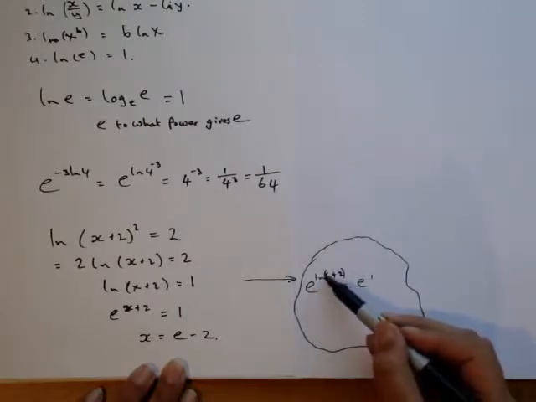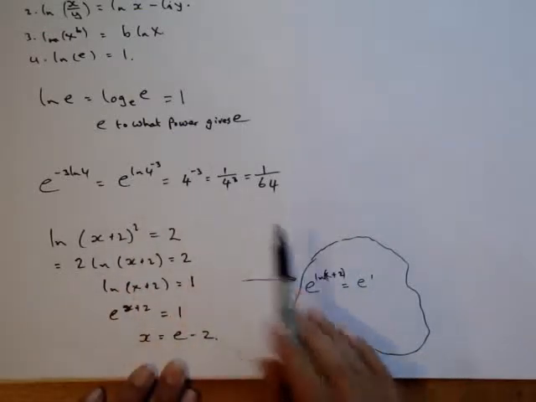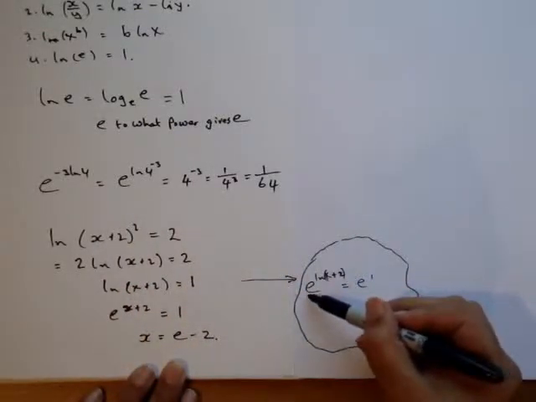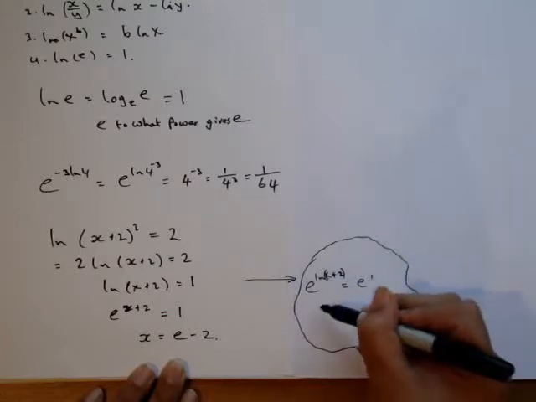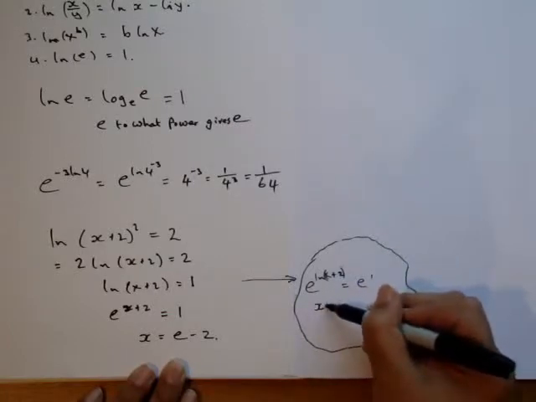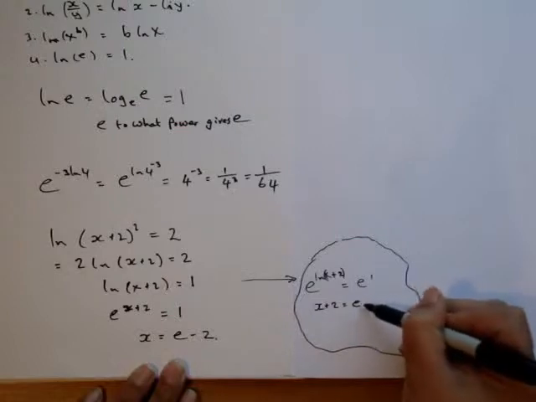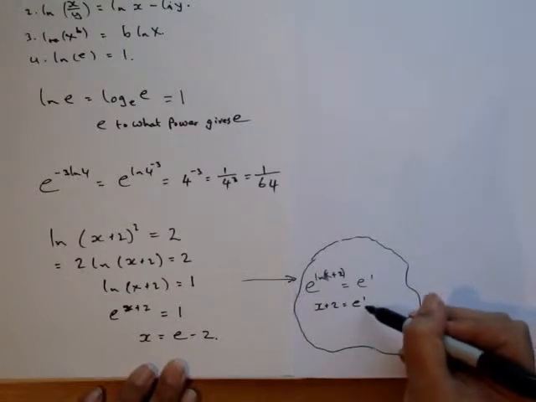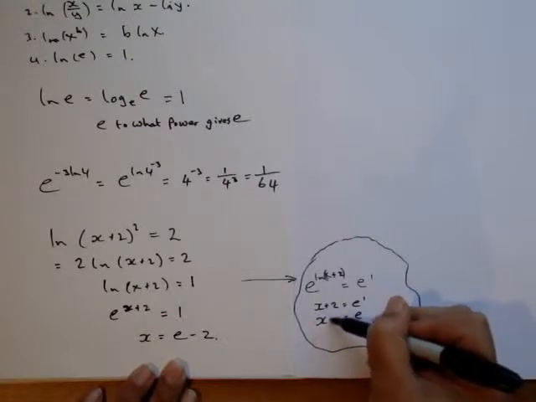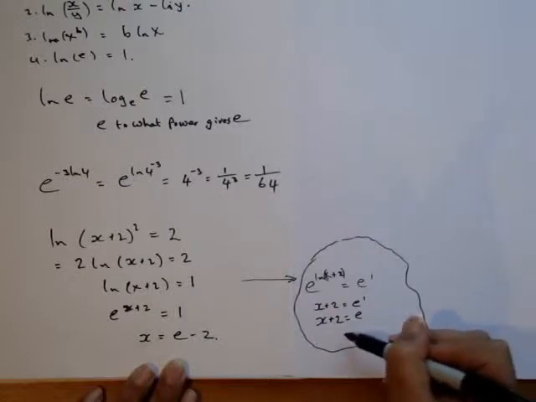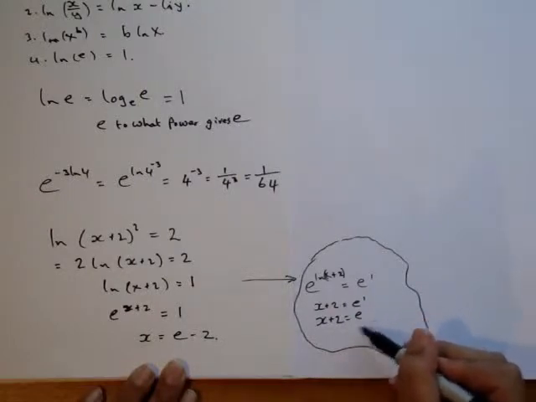Then, because this e and this natural log, like we spoke before, are next to each other, they cancel each other out and make essentially 1. So x plus 2 equals e to the 1. E to the 1, or anything to the power of 1, is itself, so that's e. So x plus 2 equals e, and then x equals e minus 2.